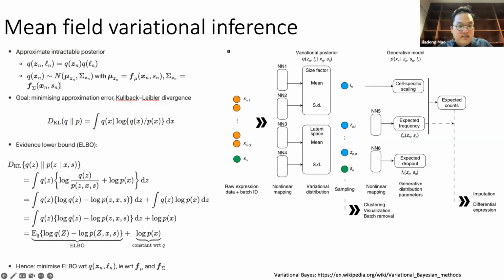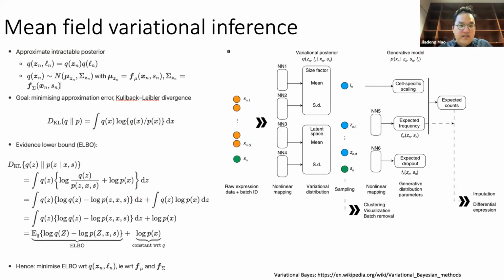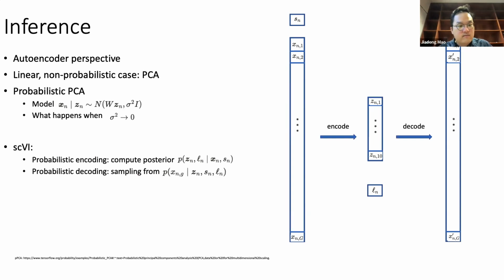I included a lot of details in the last few pages, but I don't plan to go through all of them. I just want to briefly explain the benefits of probabilistic modeling. For example, we have already touched on dimension reduction. By reducing the dimension from G to 10, we have reduced the dimension. The other thing we just talked about is normalization, because the output from the decoder is a normalized version of the original data.